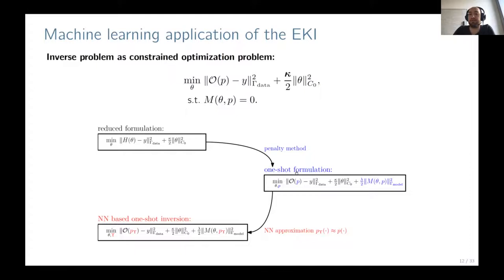So we penalize model errors for our given theta and P. And starting from this one-shot formulation, of course, we can now, instead of solving this optimization problem in an infinite dimensional space, say, okay, let's parameterize P and solve this optimization problem in a parametric way. And in particular, in our setting, we've chosen the parameterization through a neural network. So instead of searching for P in the whole infinite dimensional space, we now set our neural network. So we replace P by P epsilon, where epsilon are now the weights of the neural network. And we aim to solve this optimization problem.